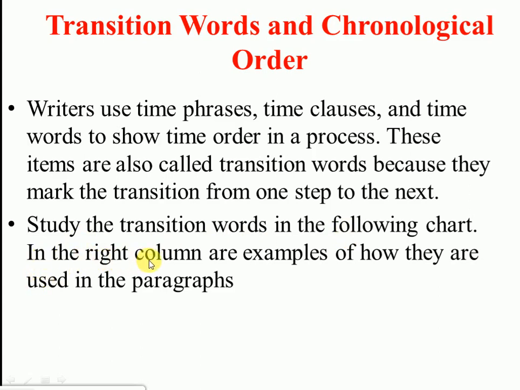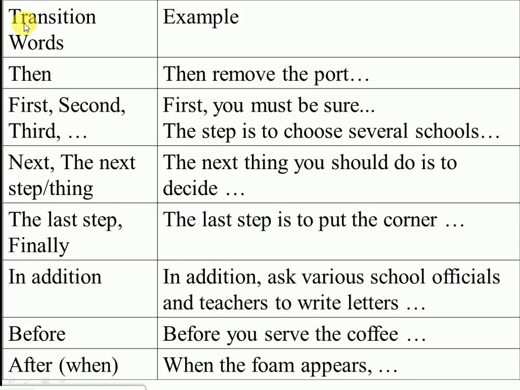Okay, in the right column are examples of how they are used in a paragraph. Here is the transition word, and this is the example. For example, then. So we use then. We use first, second, third, next, the next step, the next thing, the last step, the last thing, finally, in addition, before, after, when. These are transitional words that are usually used in the process analysis paragraph.